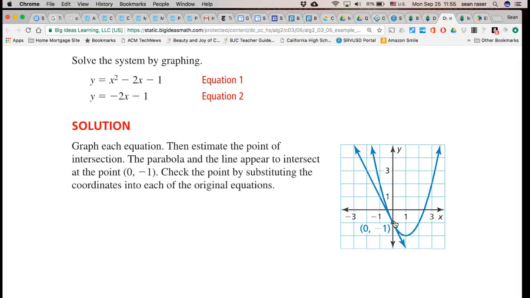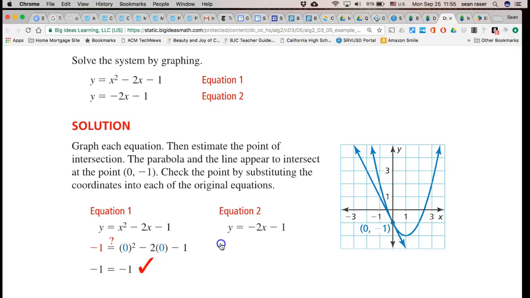Now, to check your answers, you can always go back and plug in your values. So plugging in 0 for x and -1 for y, you'll find that you get true statements in both equations. So they end up working out. If we plug 0 in for x and -1 for y, sure enough, we get true statements. That's how you can always go back and check your work. You can plug in your solutions and make sure that you get the right answer. So that's how you solve this by graphing.